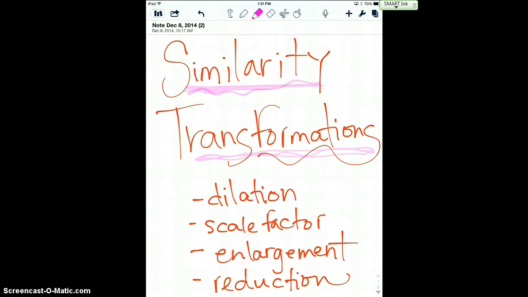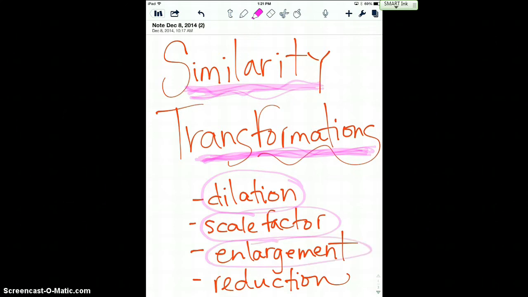We're going to work with shapes, polygons that are similar, and we're going to look at a certain type of transformation. So this is something to put in your math notebook. Similarity transformations. So the main ideas here are knowing, after this video, hopefully you have a better idea of what a dilation is, what a scale factor is, and then based on that, what it means to enlarge a polygon or reduce, a reduction.